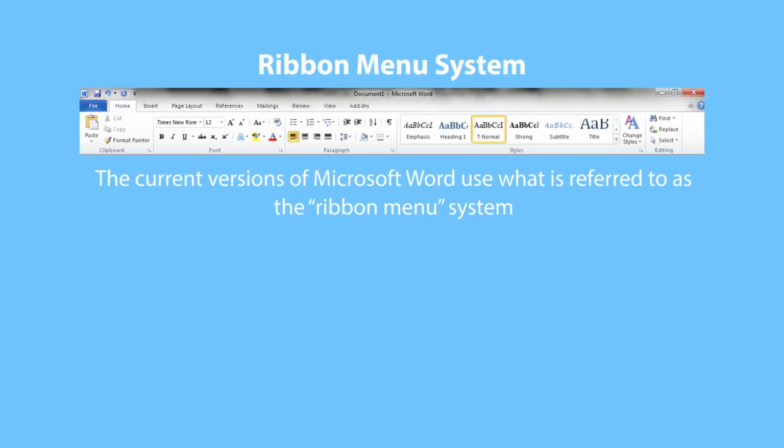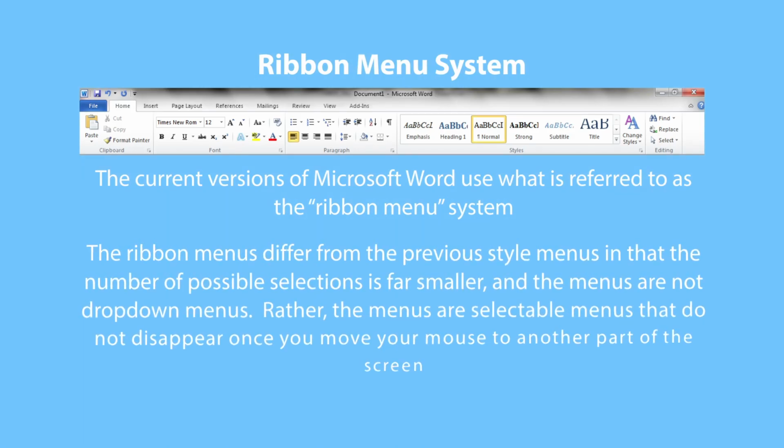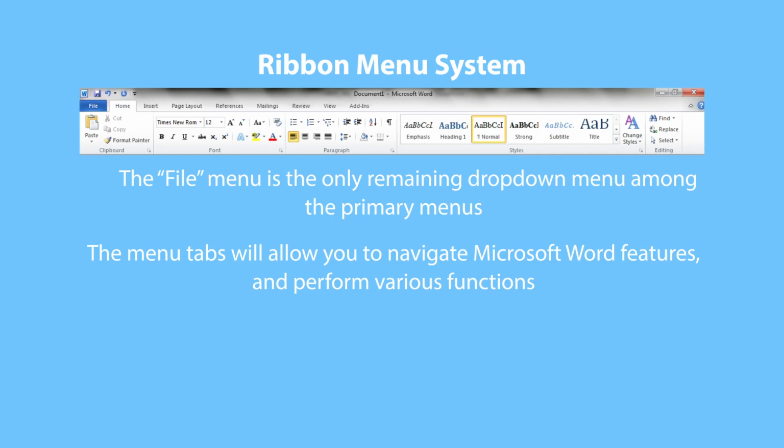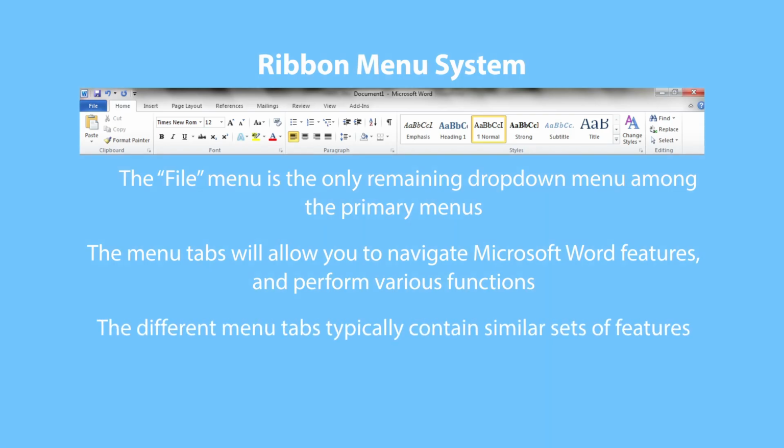The current version of Microsoft Word uses what is referred to as the ribbon menu system, and the ribbon menu differs from the previous style menus in that the number of possible selections is far smaller and the menus are not drop down menus. Rather, the menus are selectable menus that do not disappear once you move your mouse to another part of the screen. The file menu is the only remaining drop down menu among the primary menus. The menu tabs will allow you to navigate Microsoft Word features and perform various functions, and the different menu tabs typically contain a similar set of features.